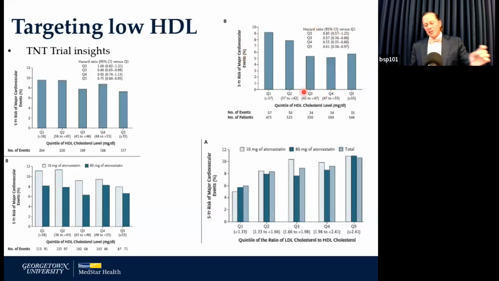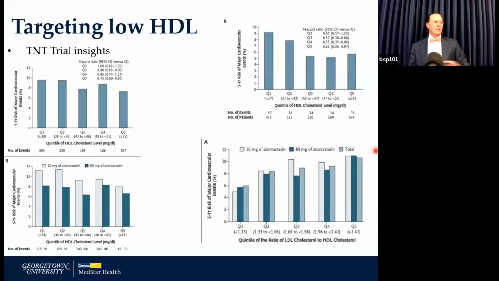Even if your LDL level is below 70, at low HDL levels in the bottom two quintiles, you're at higher risk. And only when your LDL to HDL ratio is less than 1.33 are you at optimal risk. It doesn't matter whether it's atorvastatin 10 or atorva 80. It doesn't matter what your LDL level is. If that ratio is anywhere above 1 to 1.5, you are at higher risk.